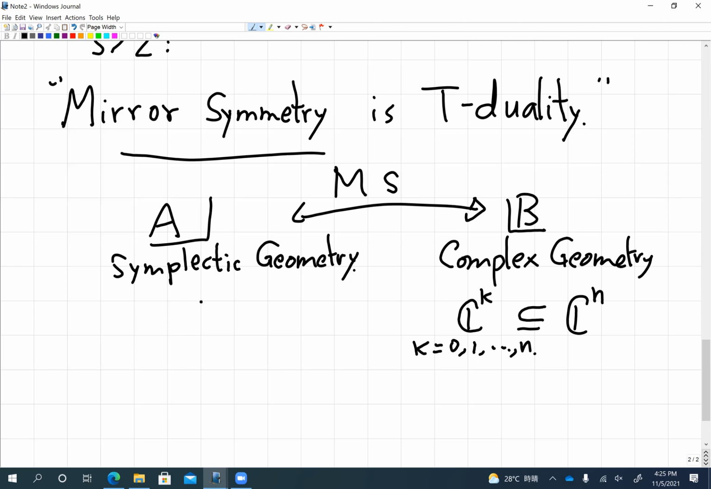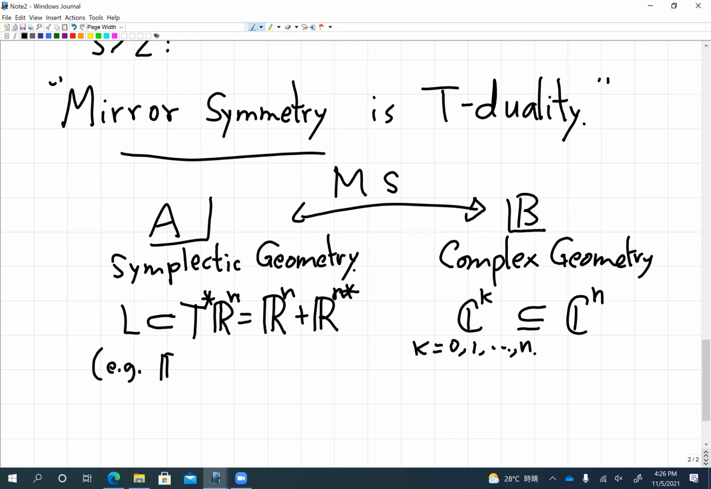Symplectic geometry, the space is like the cotangent bundle of Rn. You can think about this as Rn plus the dual space. Anyway, the subspace you should look at is always a half-dimensional subspace. For example, it would be kind of like Rn sitting inside Cn, in fact. In general, these are called Lagrangian subspaces.